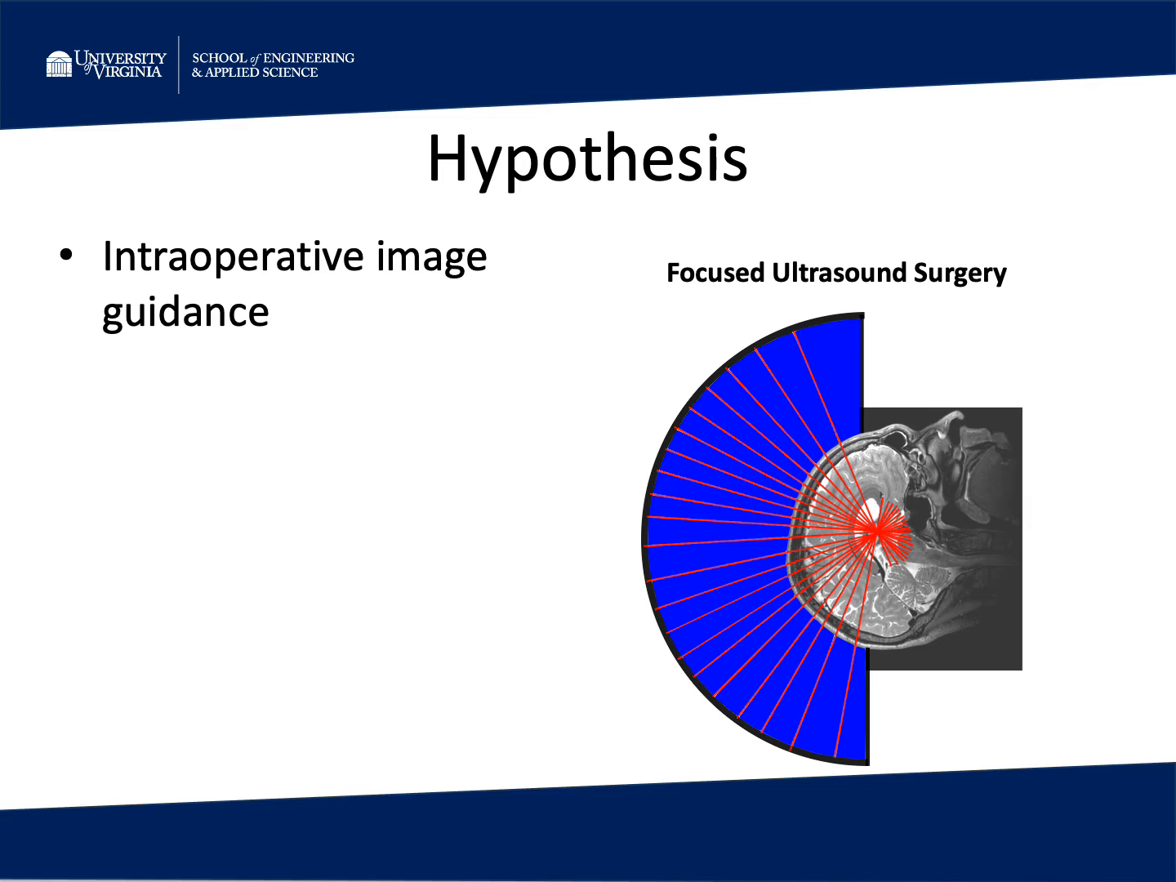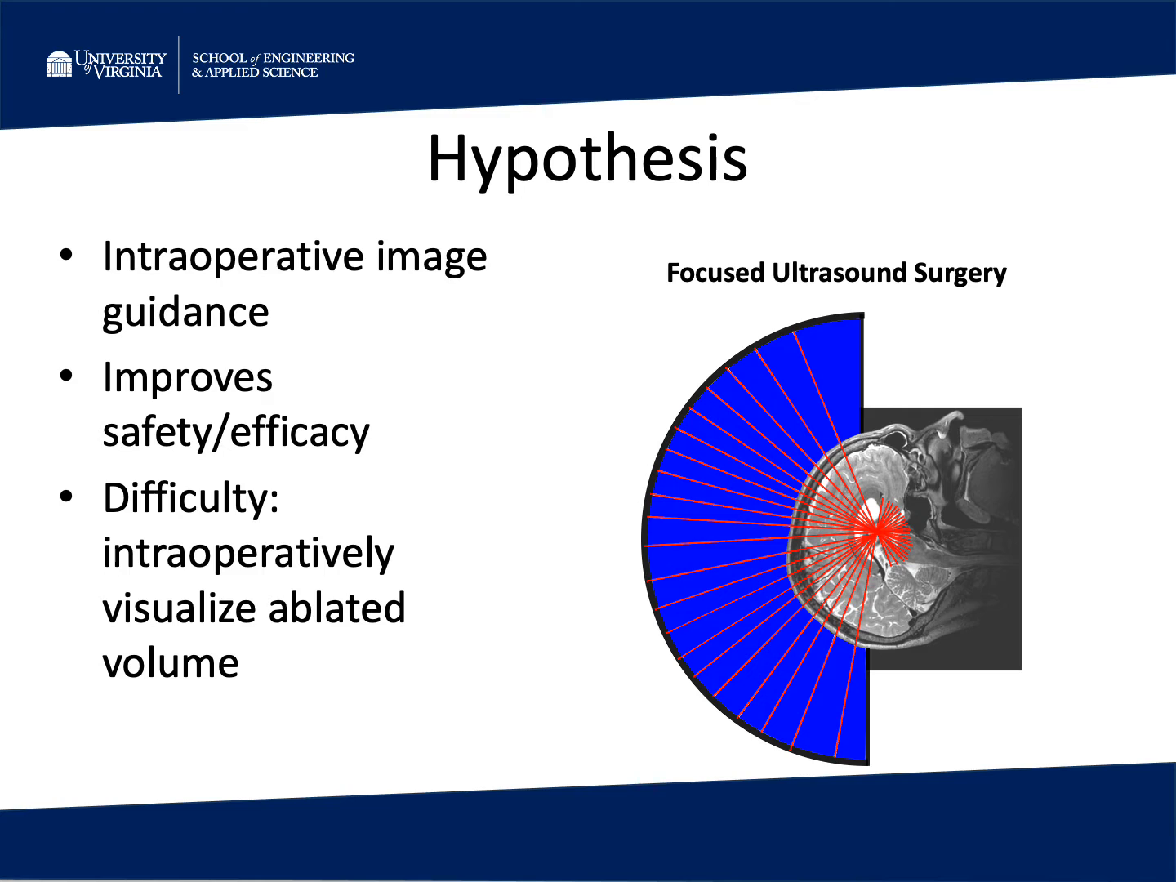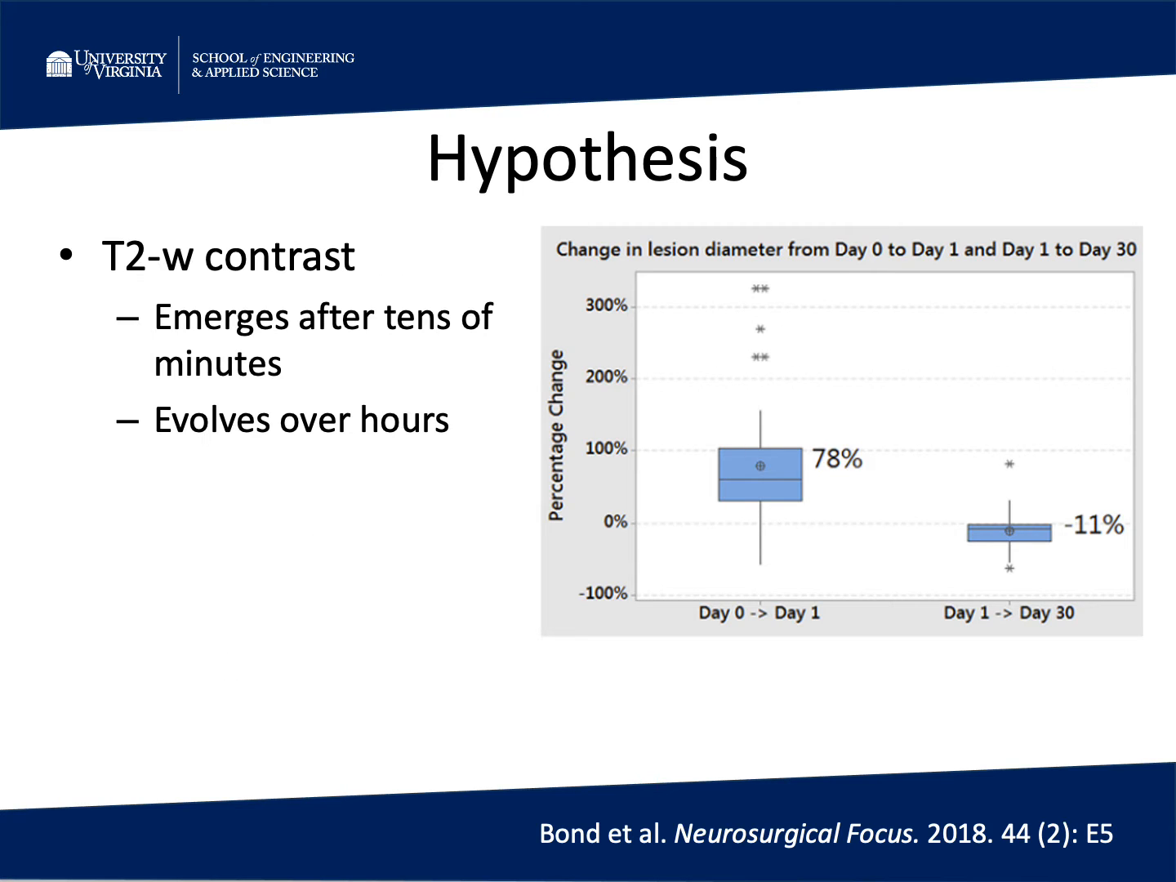Intraoperative magnetic resonance imaging, such as MR thermometry, can improve the safety and efficacy of focused ultrasound surgeries. However, it is currently difficult to use magnetic resonance imaging in an intraoperative setting to visualize a volume of thermally ablated tissue. This is because thermally induced T2-weighted contrast takes some tens of minutes to first emerge after a tissue reaches an ablative temperature. The contrast then continues to evolve for many hours, rendering imprecise any volume estimates derived from T2-weighted intraoperative imaging.